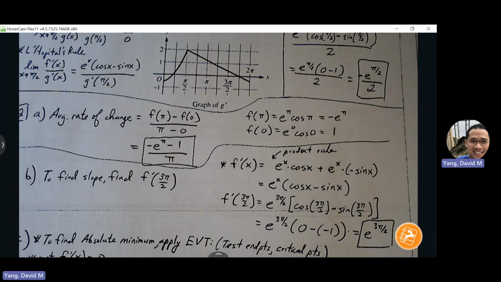Okay, for part B, find the slope. So to find slope, we have to first get to the derivative. From the derivative, we can then plug in 3 pi over 2. So go to product rule, f prime g plus f g prime. And then you have to resolve your trig values. You can't leave your answer as cosine 3 pi over 2 minus sine 3 pi over 2. You got to show that to the graders that you understand how to resolve those values.